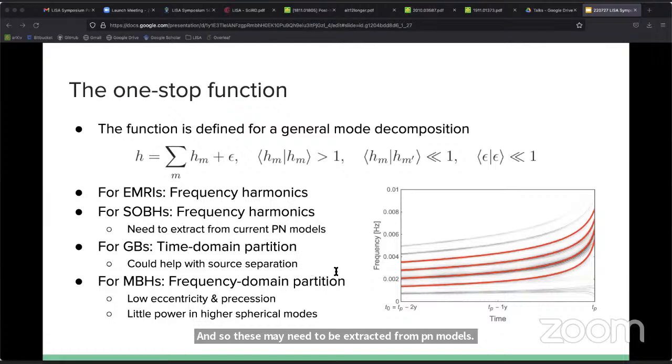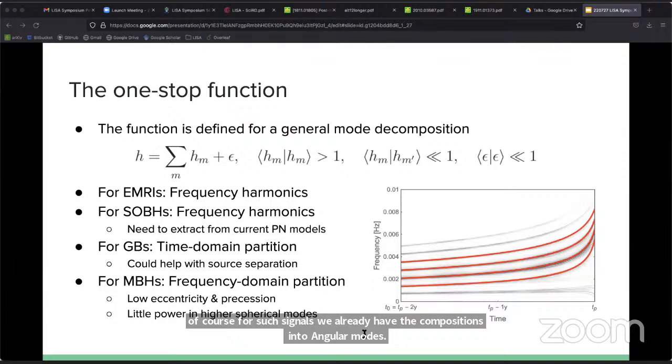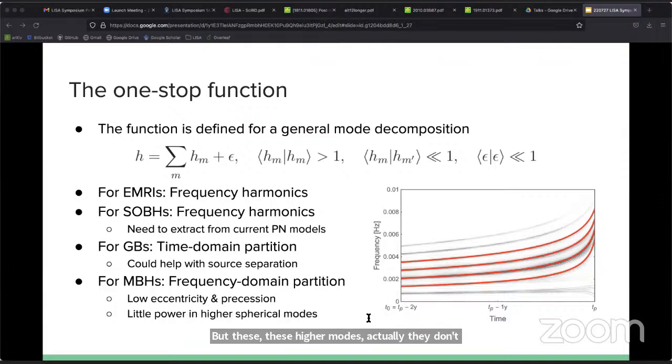Now, for galactic binaries, there's no such complexity in frequency, but we might still construct a mode decomposition that satisfies the above conditions, for example, by partitioning the signal in the time domain. So it might be possible to use this new approach to help with the problem of source separation, but actually I haven't looked at this closely yet. And finally, for massive black holes, which generally have a lower eccentricity and precession than MREs and SOBHs, we could go the other way by doing a partition in the frequency domain. Of course, for such signals, we already have decompositions into angular modes. But these higher modes don't contain enough power to provide useful information for this approach.